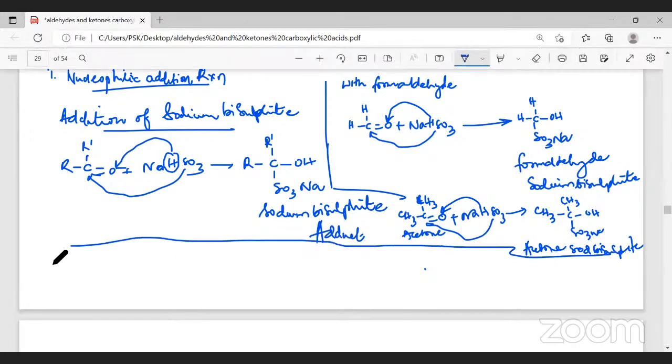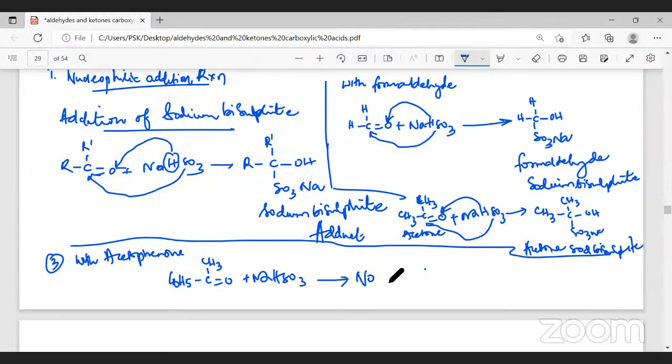The same reaction, the third one, is with acetophenone. Addition of sodium bisulfite to acetophenone. Acetophenone is C6H5, CH3 double bond O. This is the formula of acetophenone. When you allow it to react with sodium bisulfite, you get no product.